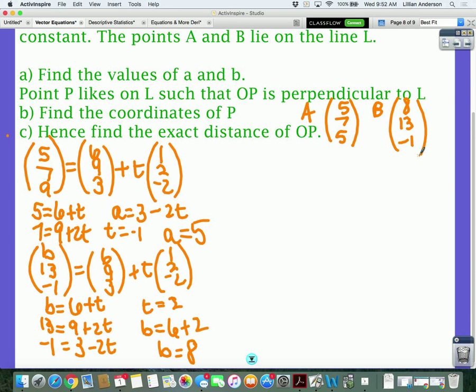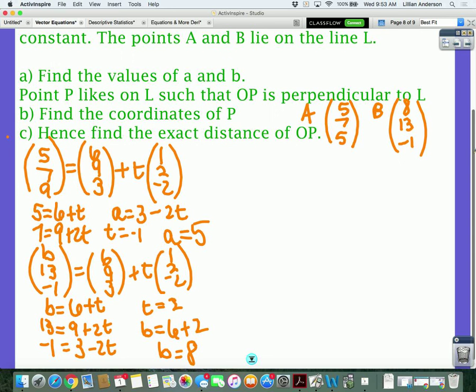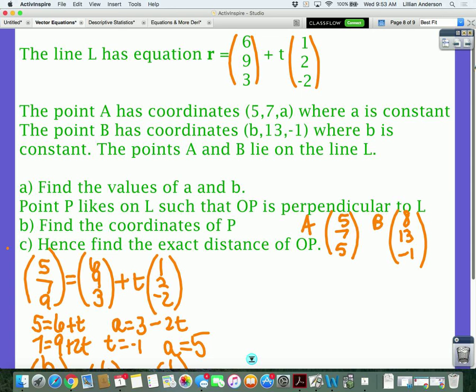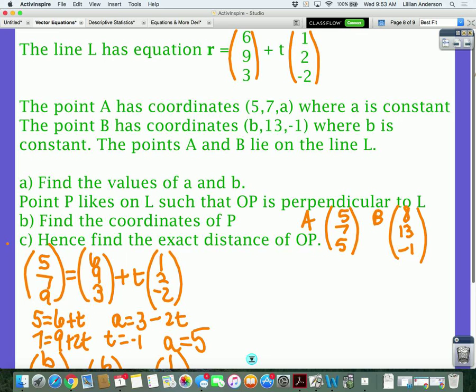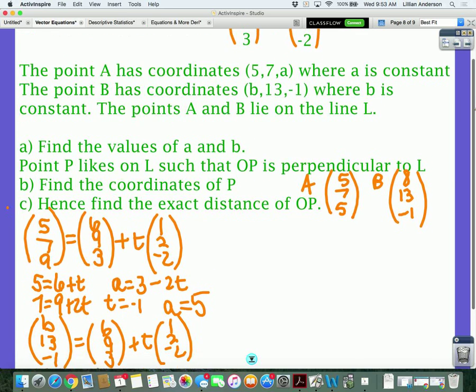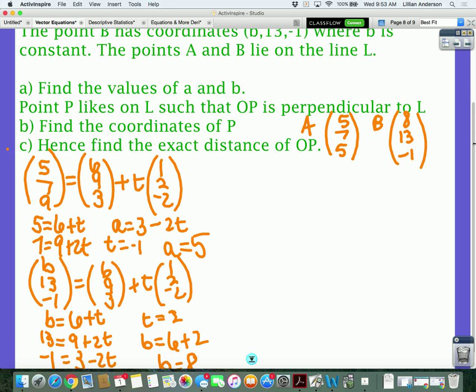Now it says point P lies on L such that OP is perpendicular to L, okay? Now the thing is that if AB lie on line L, we need to figure out, do we know what line L is? What is it? R equals 6, 9, 3 plus T 1, 2. Did it say that? Yeah. Okay. That would work.